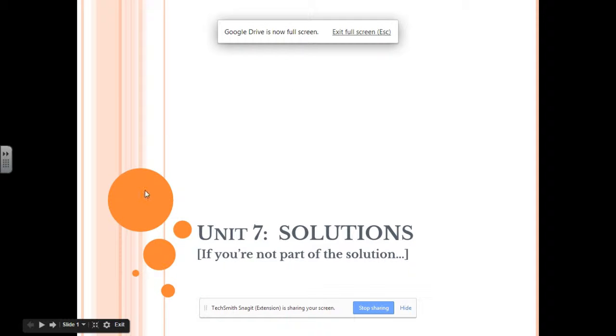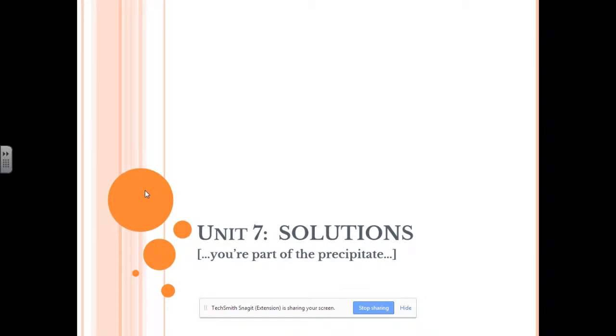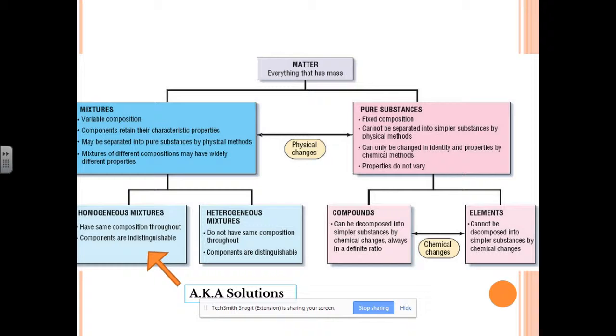Start of Unit 7, dealing with solutions. So first thing here, what are solutions? This should be review from way back at the beginning of the year, but matter is divided into a couple of things: mixtures and pure substances. Pure substances, we have things like compounds and elements. Mixtures, we have things called homogeneous mixtures or heterogeneous mixtures.